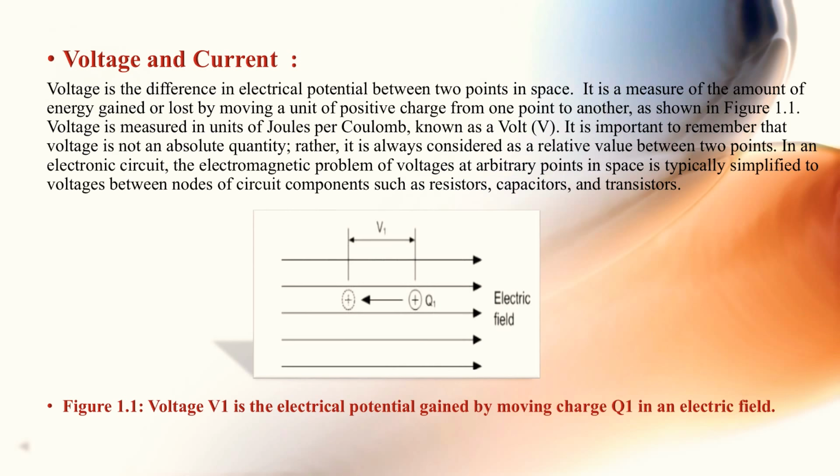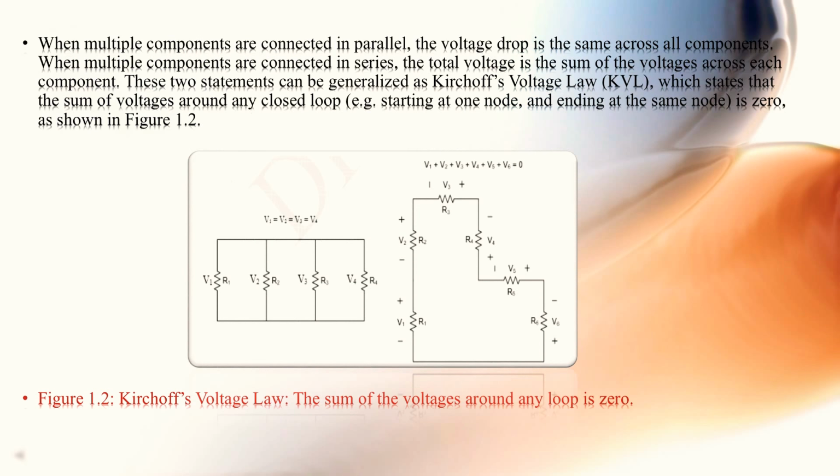Figure 1.1. Voltage V1 is the electrical potential gained by moving charge Q1 in an electric field. When multiple components are connected in parallel, the voltage drop is the same across all components. When multiple components are connected in series, the total voltage is the sum of the voltages across each component.